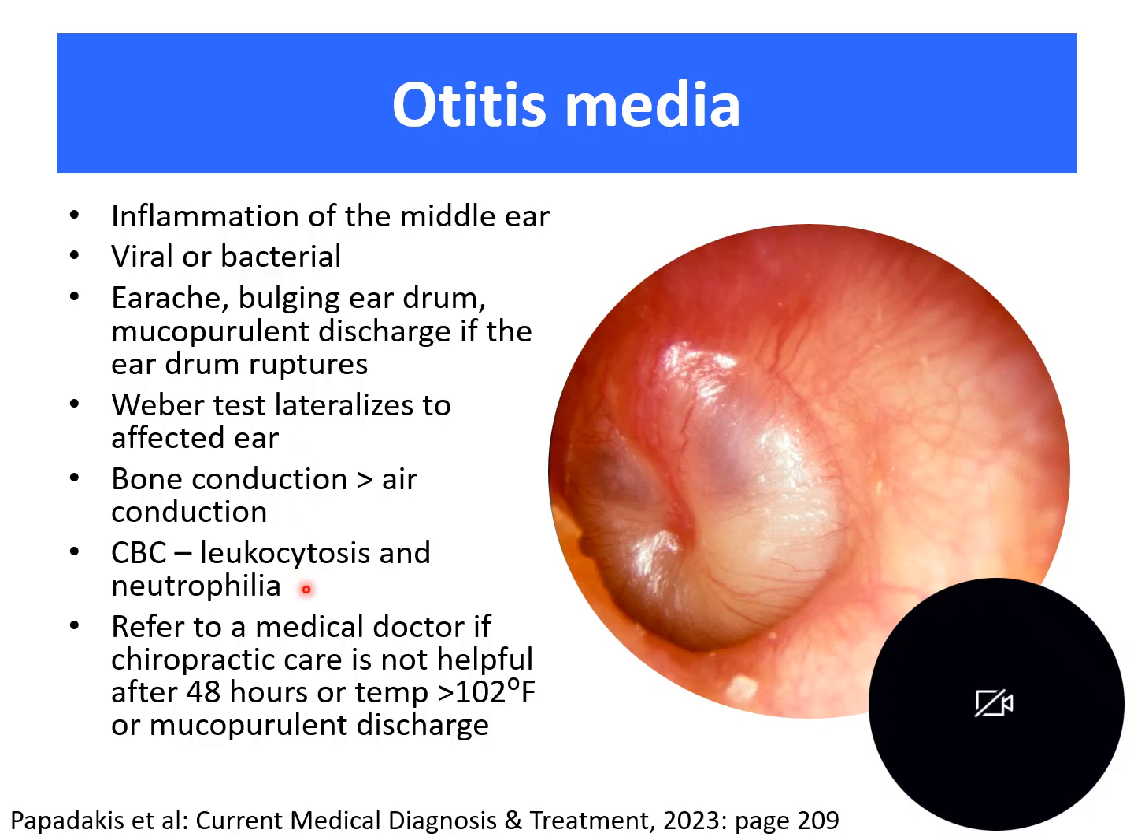If the predominant white blood cells were lymphocytes, then it would mean this is a viral infection. But as I said, you can't tell whether it is bacterial or viral just from the clinical examination or the history. Refer to the medical doctor if chiropractic care does not help.